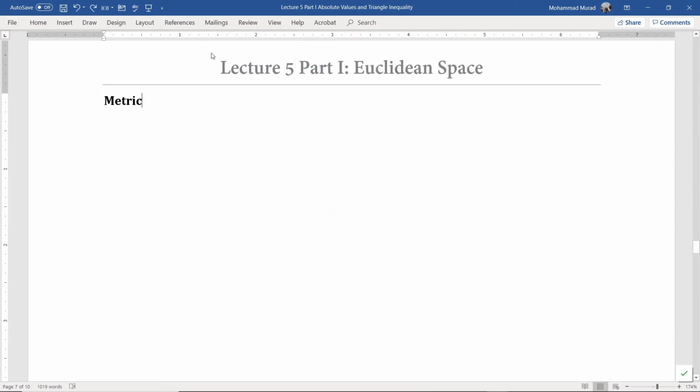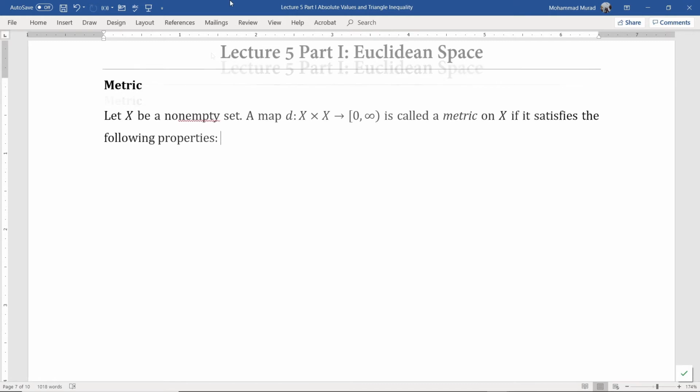Now, we are going to define a map on an arbitrary set X into the non-negative real numbers. This map is called a metric. Let's have a look at the formal definition of a metric. Let X be a non-empty set. A map D from X cross X into the set of non-negative real numbers is called a metric on X if it satisfies the following properties.